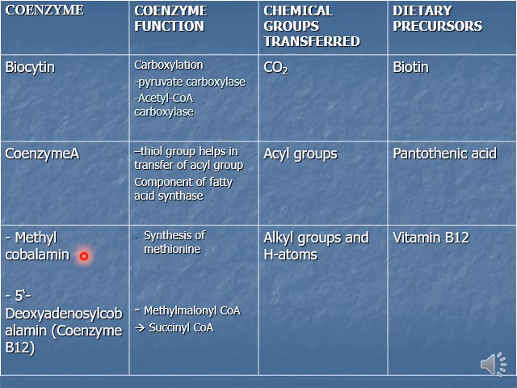Next is methyl cobalamin and 5' deoxyadenylyl cobalamin. Methyl cobalamin helps in synthesis of methionine and 5' deoxyadenylyl cobalamin helps in synthesis of succinyl coenzyme A from methylmalonyl coenzyme A. It transfers alkyl groups and hydrogen atoms. Dietary precursor is vitamin B12.